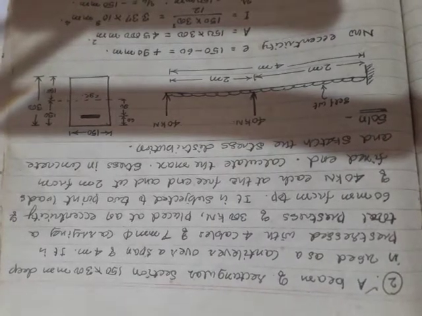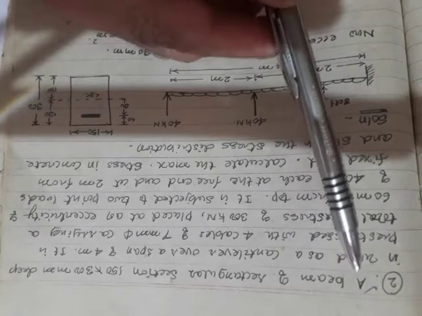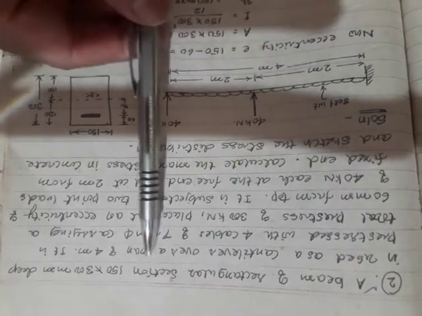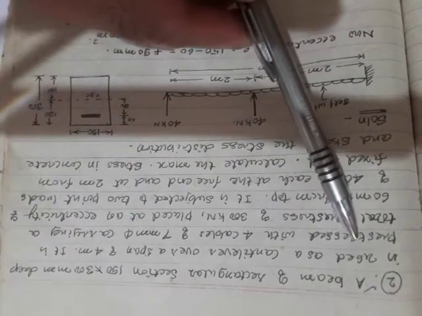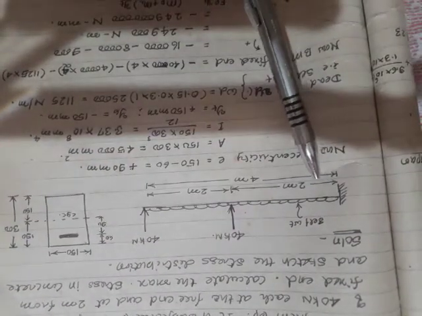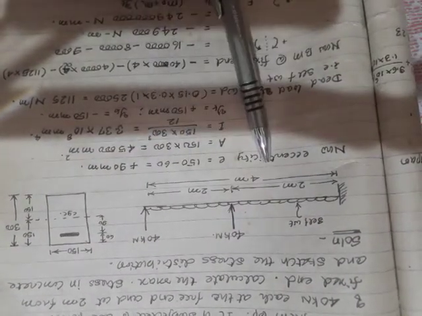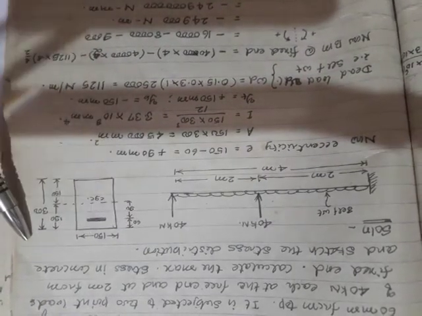See now, today we'll begin with another problem. I will read it now. A beam of rectangular section 150 mm by 300 mm deep is used as a cantilever over a span of 4 meter. In a sense, it's a cantilever. As you see, its span is 4 meter and it has dimensions of 150 mm by 300 mm.